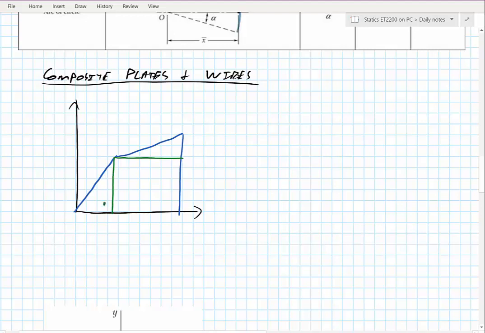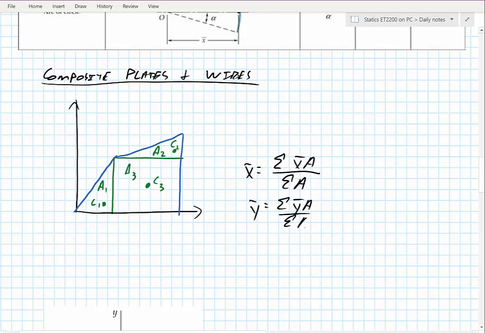And I know that the centroid of the triangles are 1/3 of the way over from each side. I know the centroid of the rectangle is right in the center, right? And we could call these shapes A1, A2, and A3, and the centroids C1, C2, C3. If I did that, it's basically just a weighted proportion. So my X bar will be equal to the sum of my X bar times the area of that little piece, divided by the sum of all of the areas combined. And same thing with the Y bar: sum of my Y bar times area over the sum of all my areas.